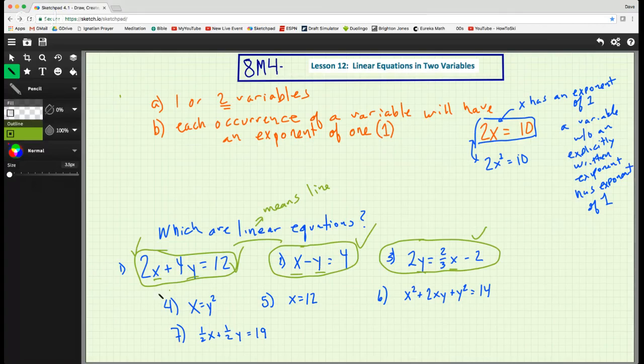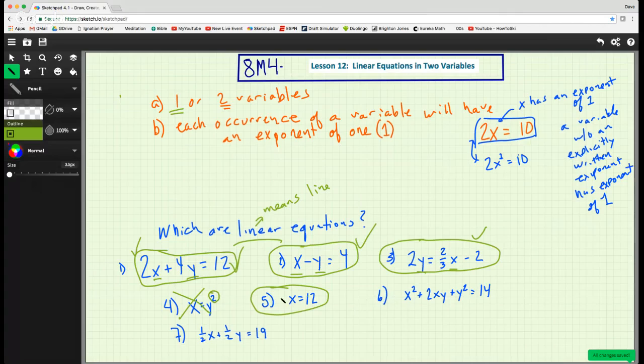Now let's look at this fourth one. Well, we have x and y, two variables, so we're okay on the first front. But the problem here is that the second one has an exponent of 2. So this is not a linear equation. Now, how about 5? Well, this is that special case. We can sometimes have just one variable. So we're okay here on 5. But do we have an exponent of 1 for our variable? Yes, we do. Okay, so this is also a linear equation.